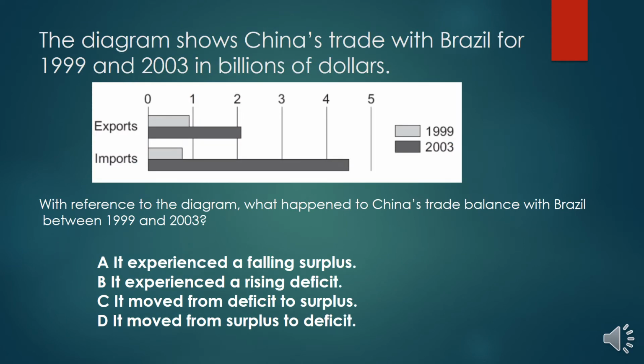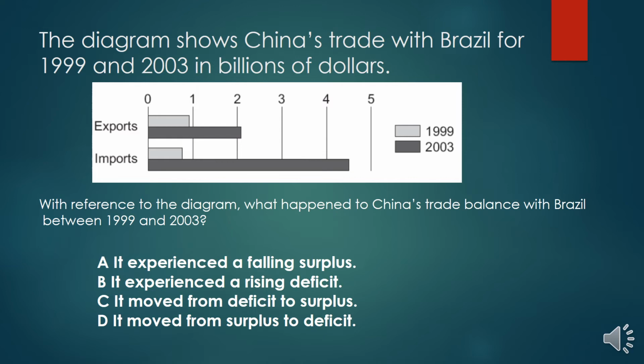The diagram shows China's trade with Brazil for 1999 and 2003 in billions of dollars. In billions of dollars they are calculating. With reference to the diagram, what happens to China's trade balance with Brazil between 1999 and 2003? Over the two years, what will happen? Experiencing a fall in surplus. It experienced a rising deficit. It moved from a deficit to surplus. It moved from surplus to deficit.